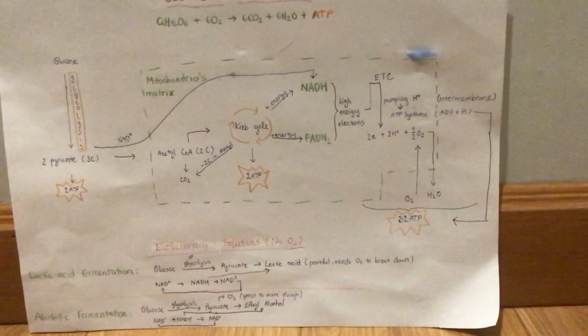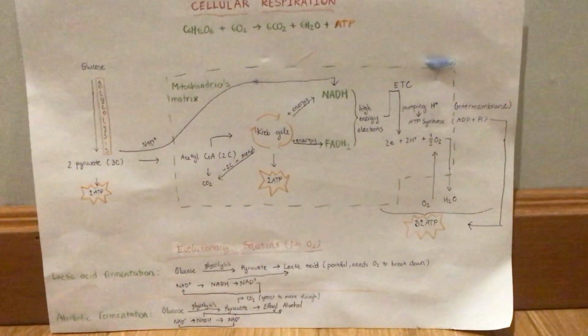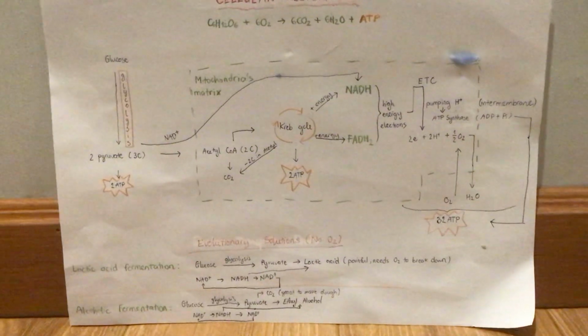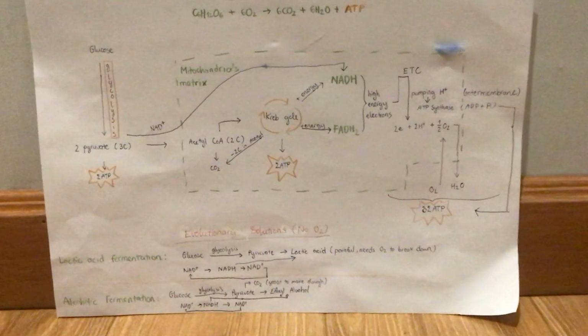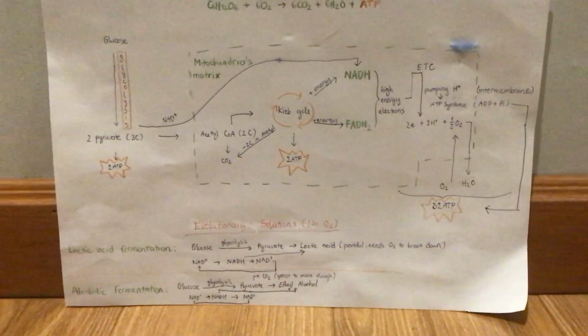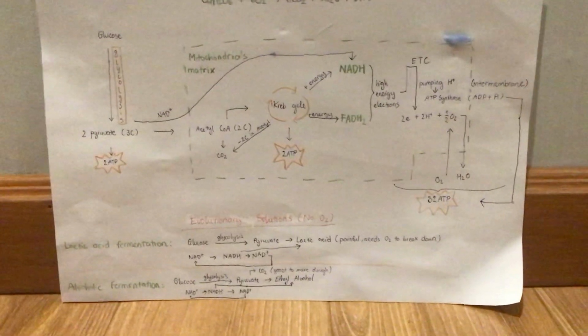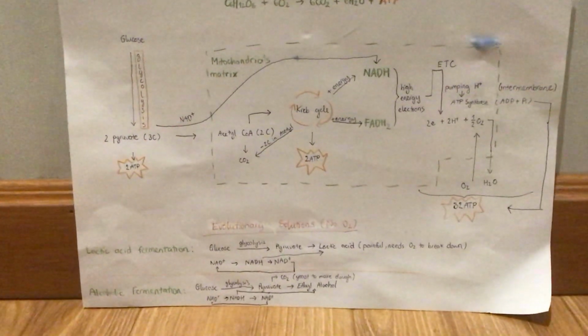So when you run hard or do hard work, you have to breathe a lot to take oxygen in to break down the lactic acid that you've made, especially in muscles. So the second one is alcoholic fermentation.